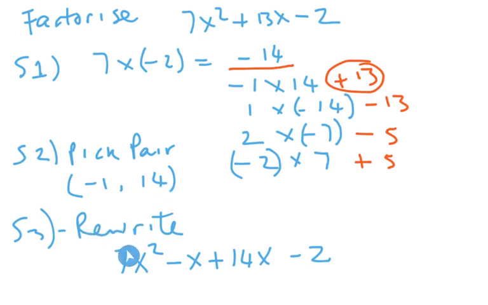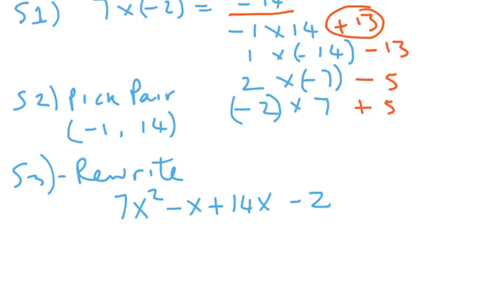We then rewrite. Instead of writing 13x, we write it as minus x plus 14x, using these numbers here. So I'm going to go 7x squared minus x plus 14x, which adds up to plus 13x, so it hasn't changed, minus 2. And then the next thing we do, we group. Step 4 is group.